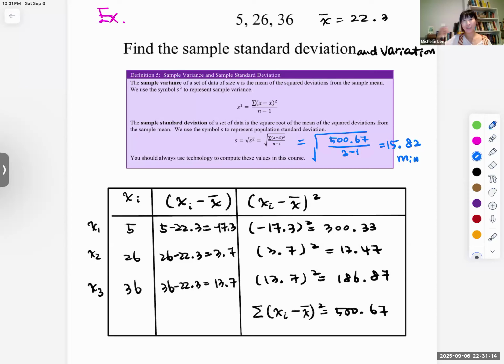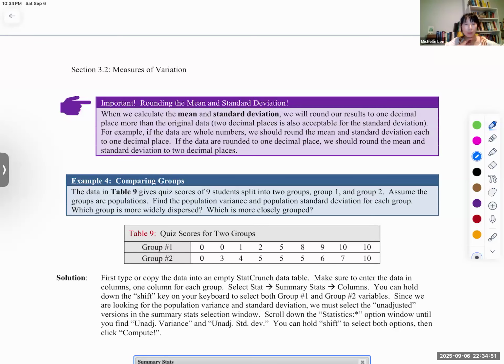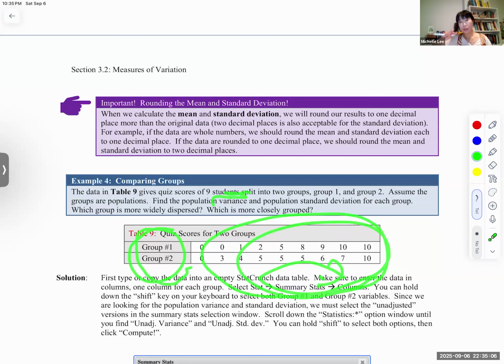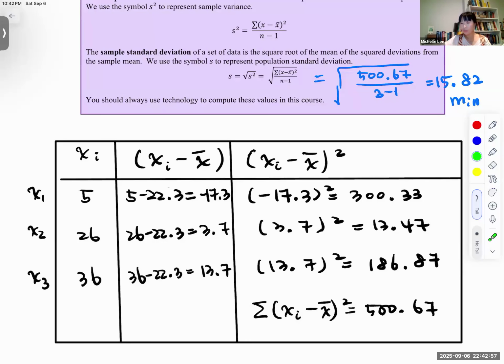I will show you how to use StatCrunch for group number 1, group number 2, quiz scores from 9 students. So this data set is not much, so I'm gonna just type it in. By StatCrunch, we have 15.71, right? And then by hand, we have 15.82. It's slightly different.